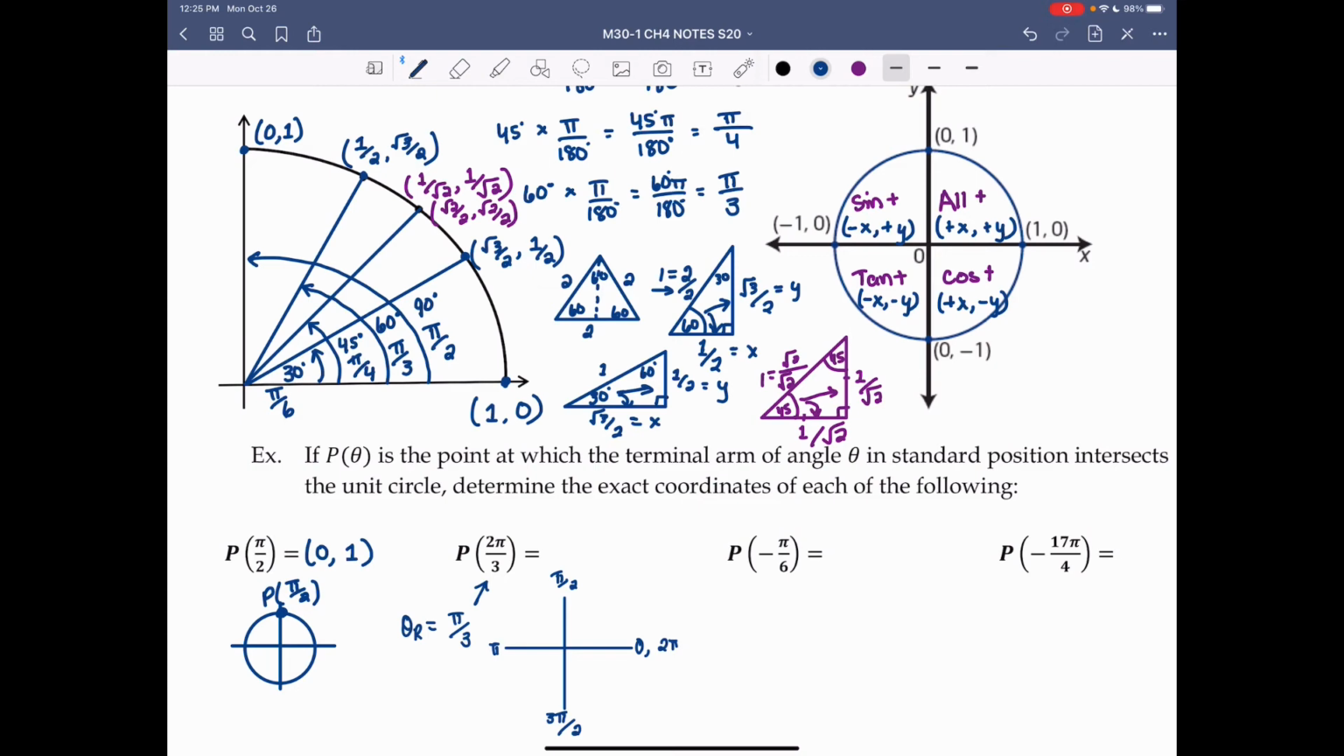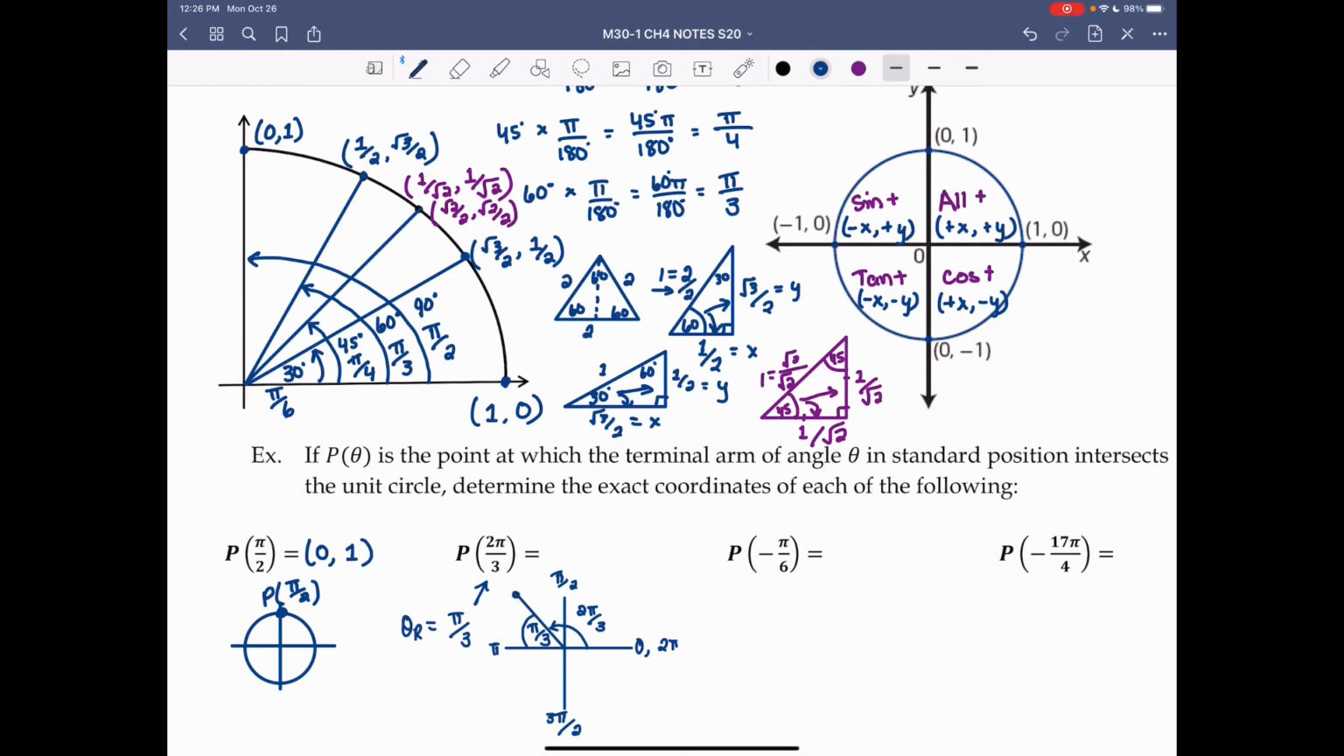So 2 pi over 3 is bigger than pi over 2, because 3 over 2 is bigger than 1/2. But it's smaller than pi, because that would be 1 whole pi, whereas we have 2/3 of a pi. So it's got to be in this quadrant, and our reference angle is pi over 3. Then our angle is 2 pi over 3. 2 pi over 3 plus pi over 3 gives us 3 pi over 3, which is pi. So we know we did that correctly.